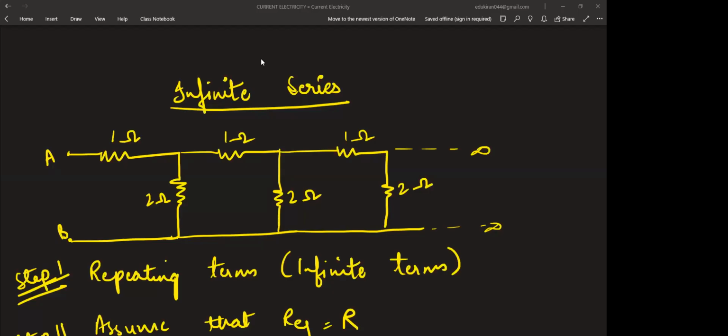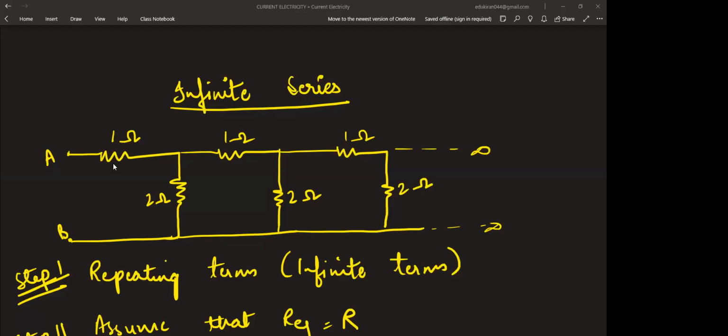See, infinite series means one circuit is connected infinite number of times. 1, 2, 3, 4, 5, 6, 7, 8. Same thing, connected for so much time. Okay. That is what is meant by infinite series. Now there are certain steps you have to identify when you are solving the infinite series.